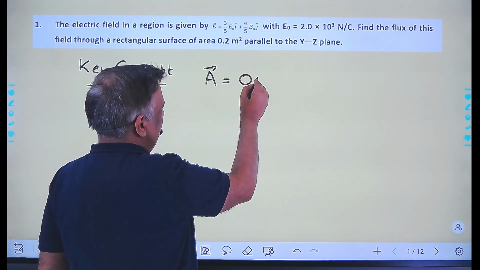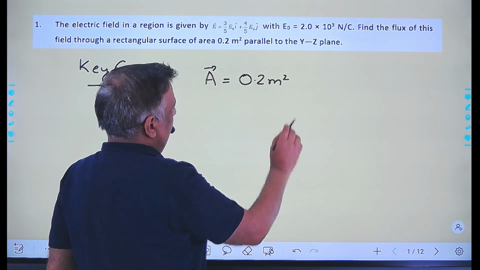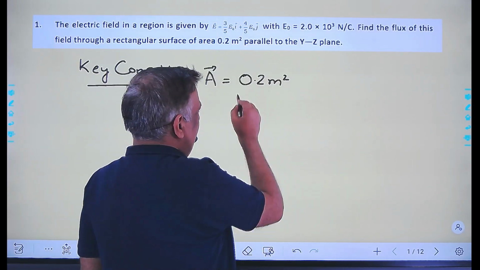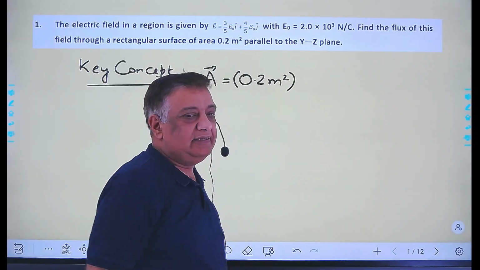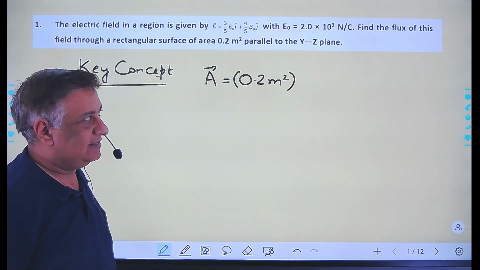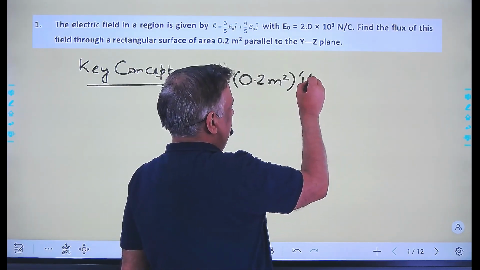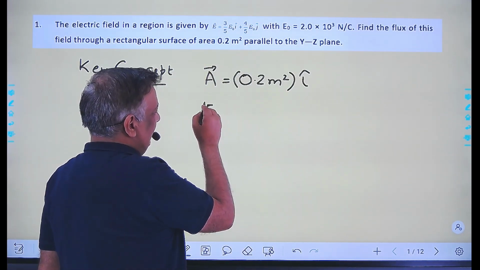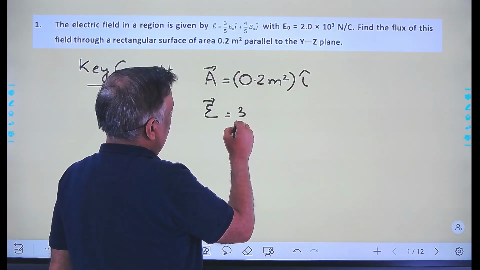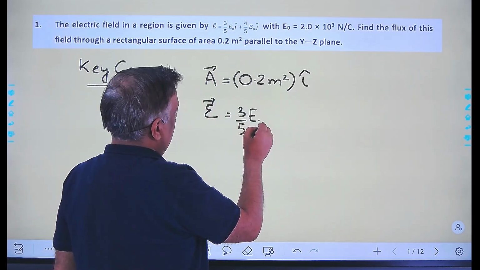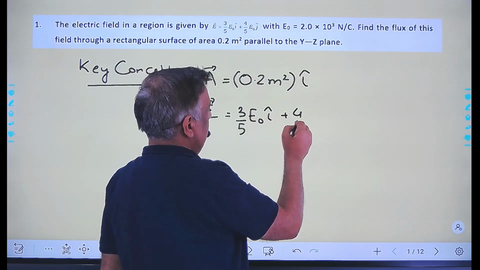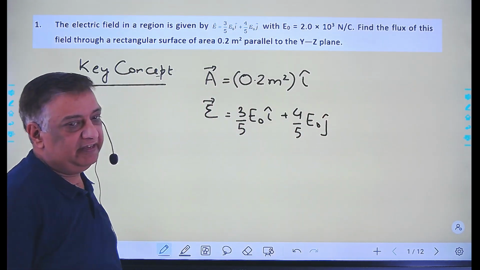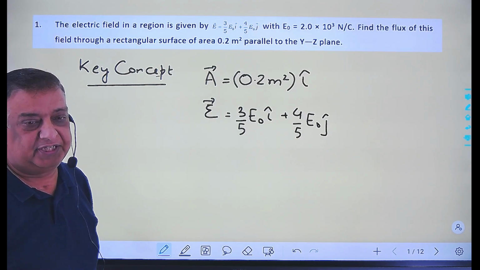And its area is given as 0.2 meters square. Now, when it's YZ plane, the direction perpendicular to YZ plane will be x-axis. So 0.2 I cap. And electric field is given as 3 by 5 E naught I cap plus 4 by 5 E naught J cap.